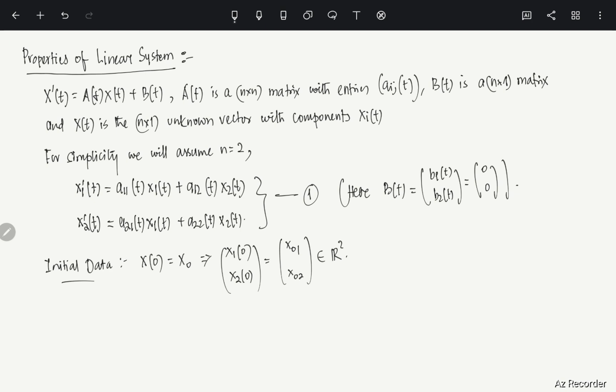Okay, right? So that's the problem. This is the equation which is given to you, and this is the initial data. Let's call this 2. So 1 plus 2 will be an initial value problem. We'll call it an initial value problem for a system.